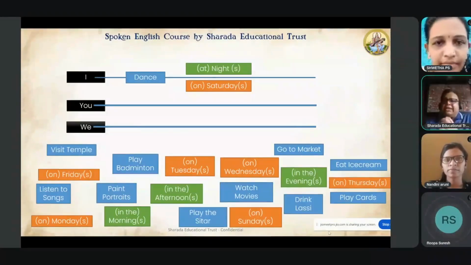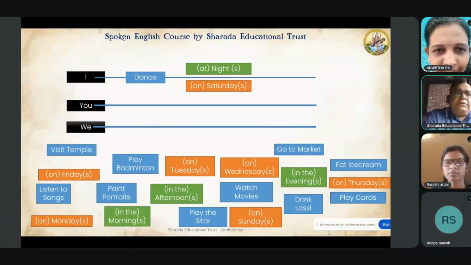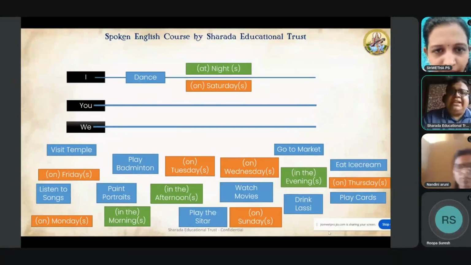Now this again, I want everyone to participate. This is like forming a sentence. I'll form one sentence: you visit temple on Saturdays. First use the pronoun from here: I, you, we. Then use the verbs. All these are in blue color, you can see clearly. These are all the verbs. And at, on are prepositions. Night, Saturdays.